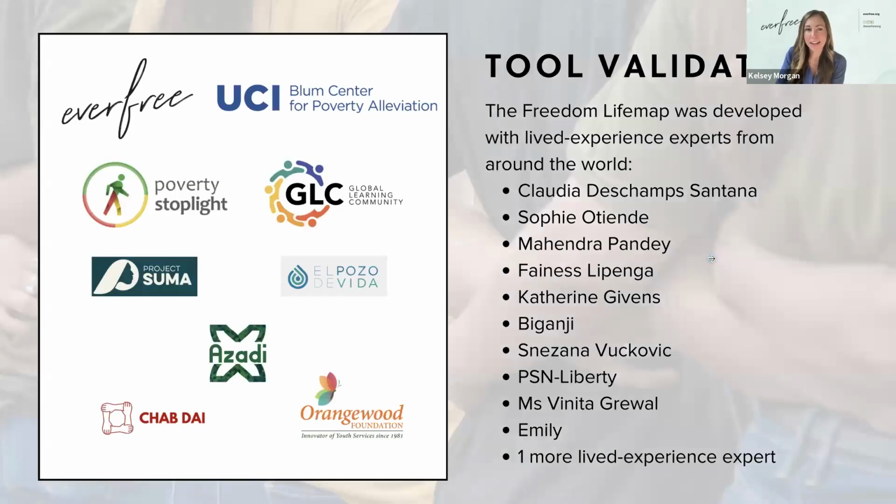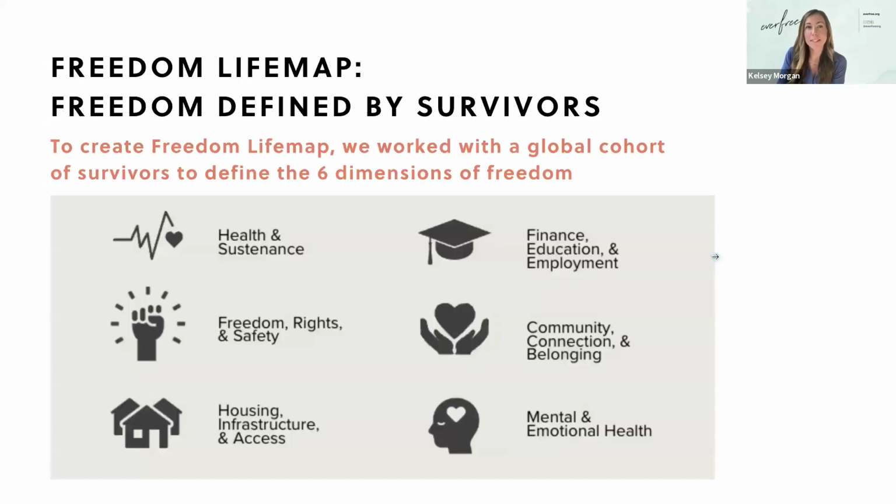Freedom Life Map was created by us, EverFree, and the University of California, Irvine. It was validated by a global cohort of lived experience experts. Together, we set out to define what is lasting freedom for survivors, and we're able to categorize that into 6 different dimensions of freedom with about 50 indicators within that.